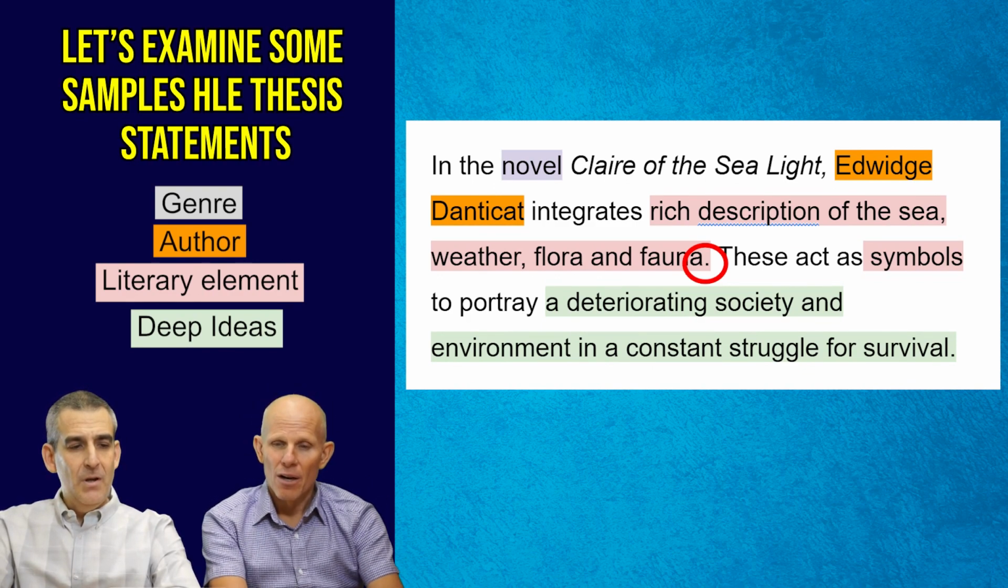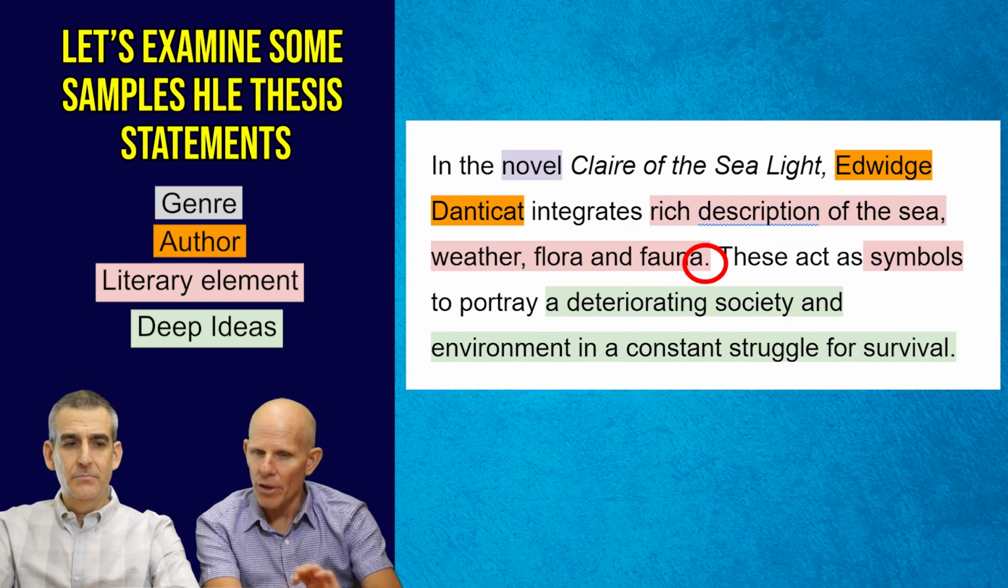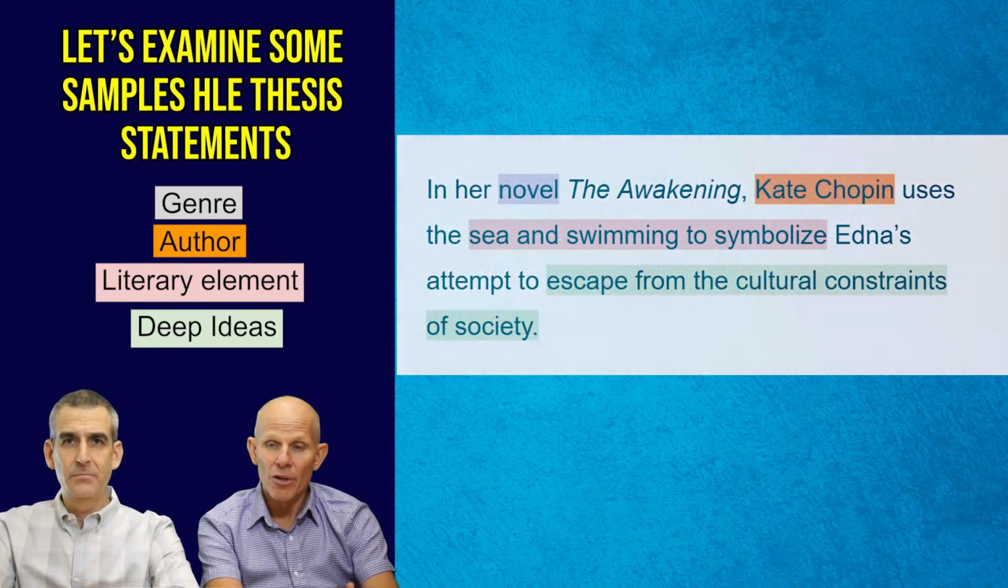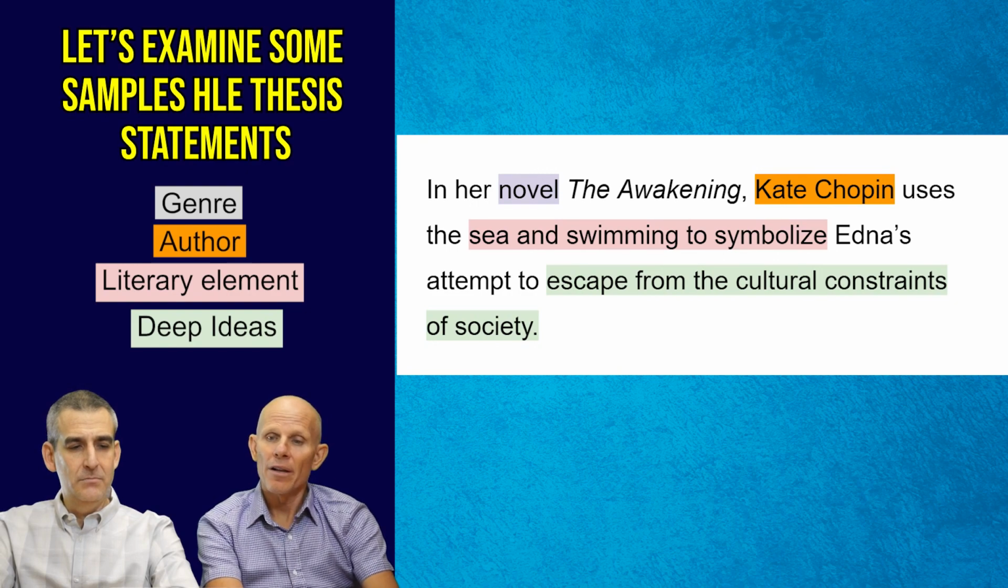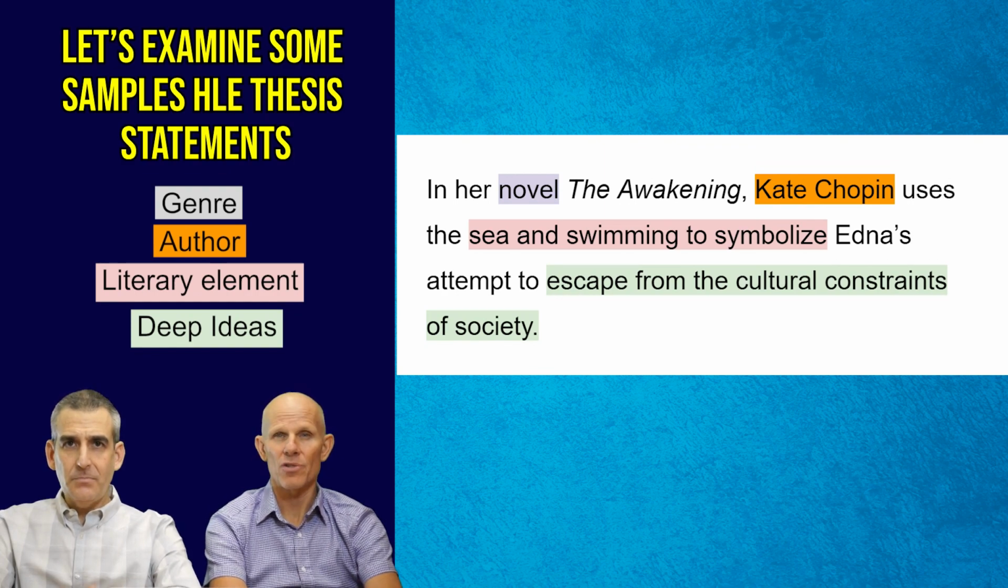and make meaning of. Okay, the number 3 is a literary text as well. In her novel, The Awakening, Kate Chopin uses the sea and swimming to symbolize Edna's attempt to escape from the cultural constraints of society.